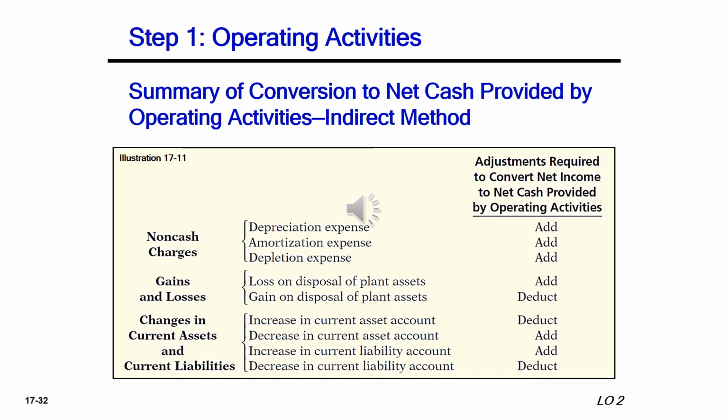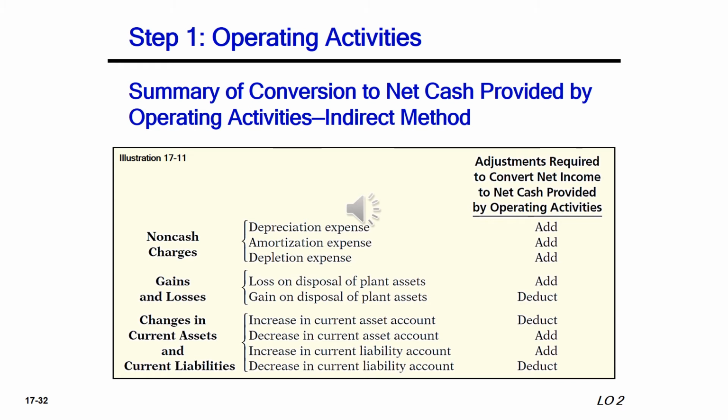When it comes to gains and losses on disposal of plant assets, if you undergo a loss on a disposal of plant asset, you're going to add that back to your statement. And if you had a gain on the disposal of plant assets, you're going to deduct the gain, right? And then changes in current assets and current liabilities. If you have an increase in a current asset account, you're going to deduct that. If you have a decrease in a current asset account, you're going to add it.